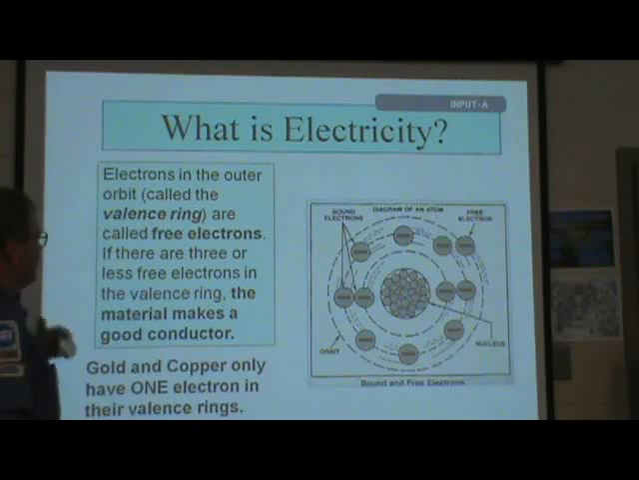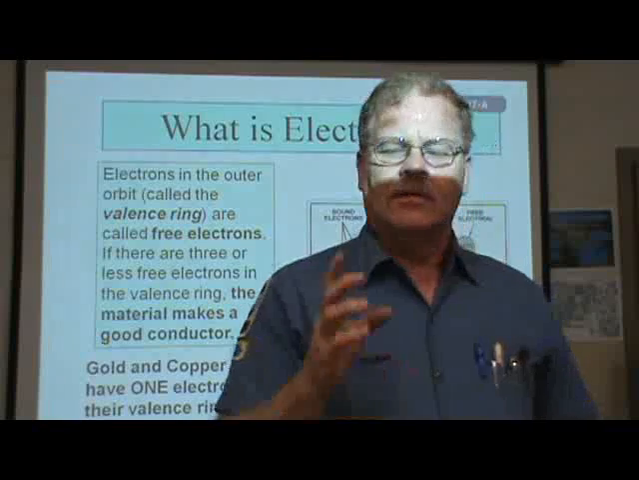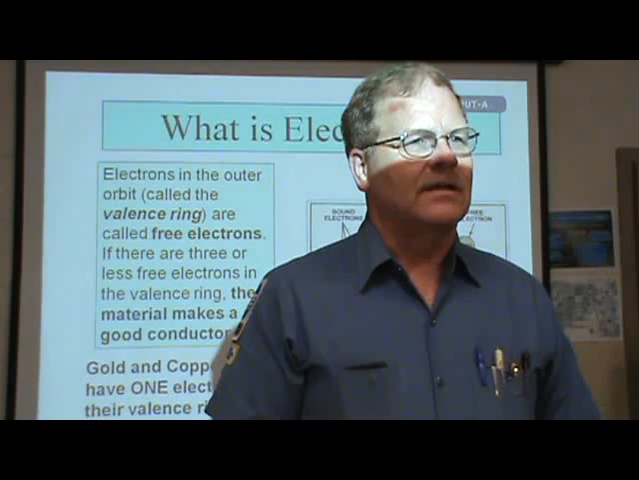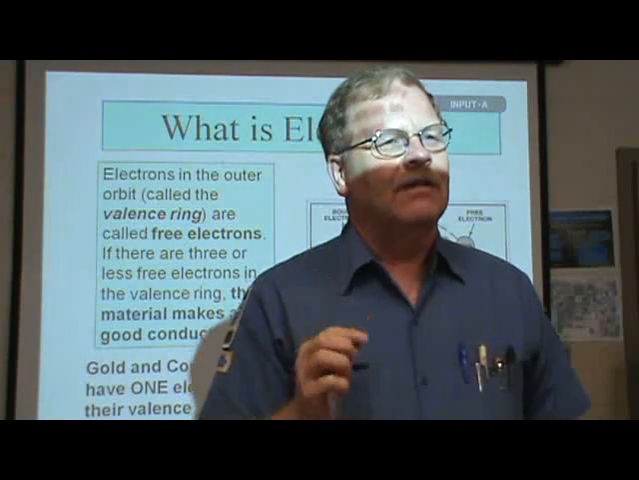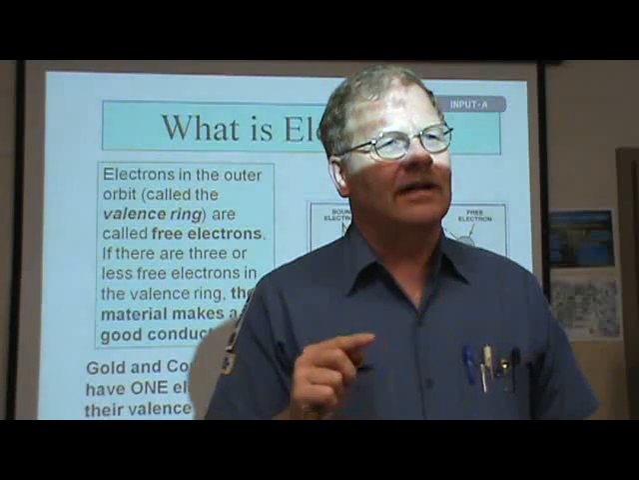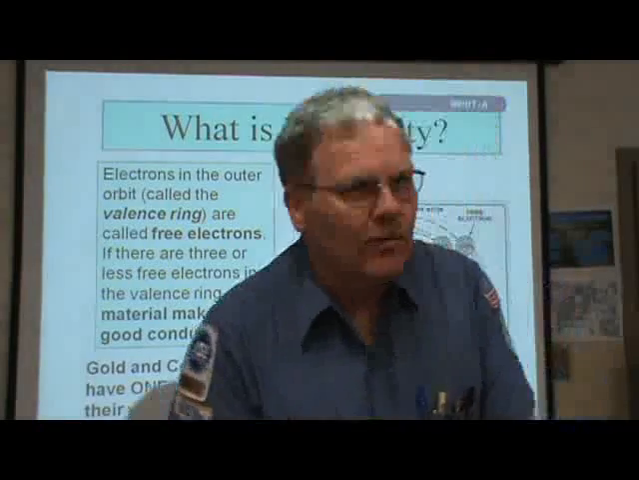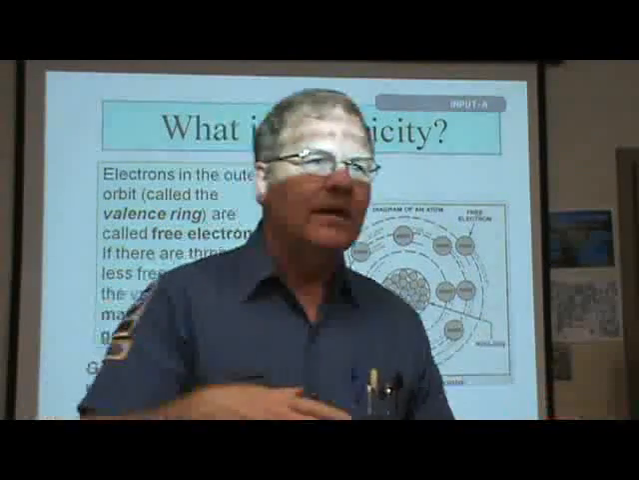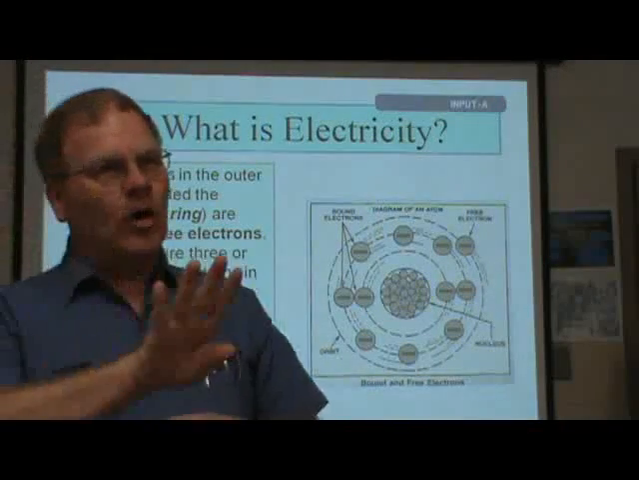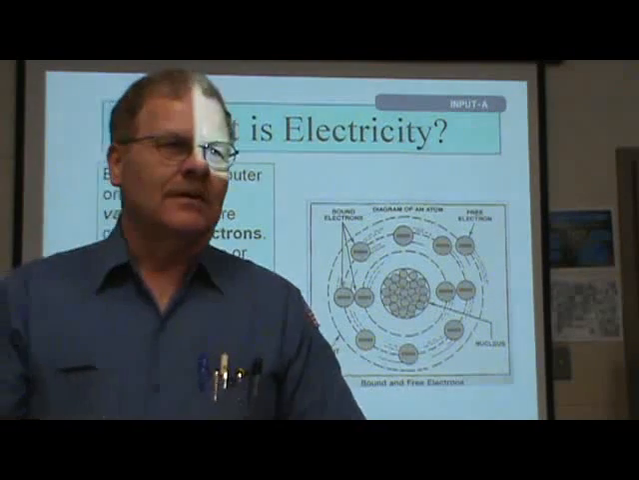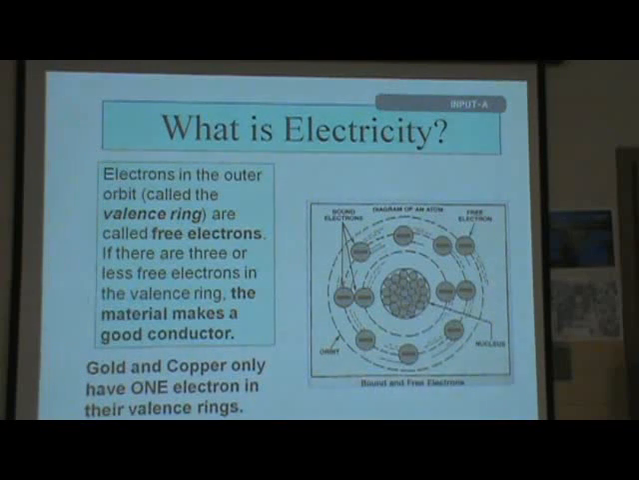And if there are 3 or fewer free electrons in the valence ring, the material makes a good conductor. How many electrons do you think gold has in its outer valence ring? Only 1. If it has 8 electrons in the valence ring, it's an insulator. I said the wrong word. So if it's got glass or wood or anything with plastic, something you're going to use not to carry the juice. But if it's got 4, it's a semiconductor. Diodes, transistors, they're made out of this stuff. Got that? Okay, so gold and copper only have 1 electron in their valence ring.